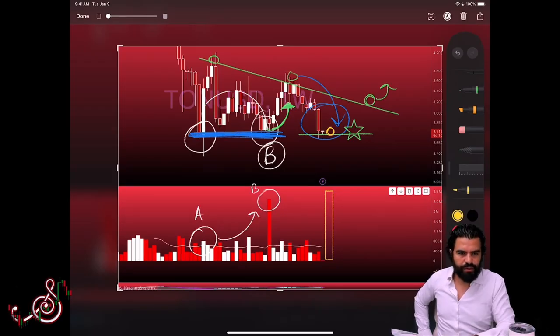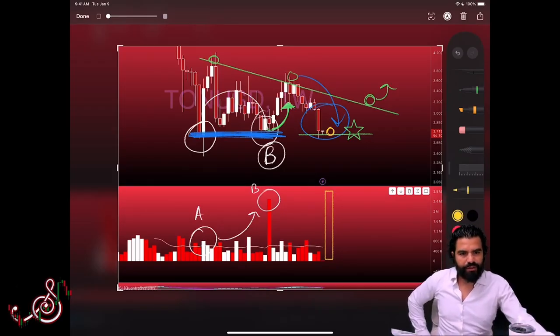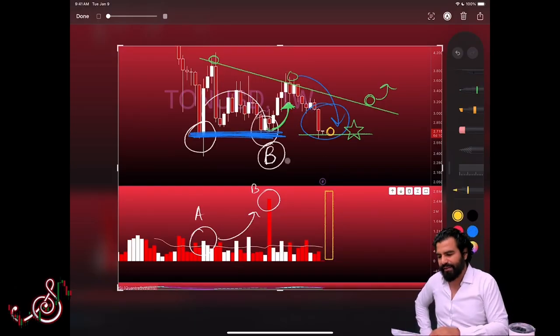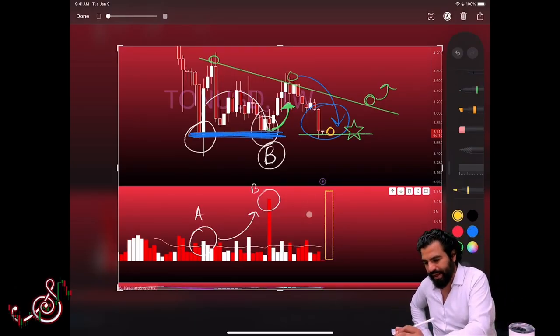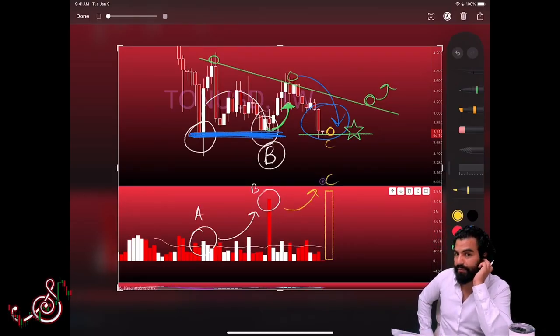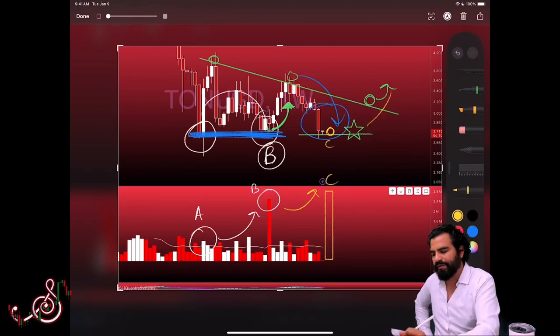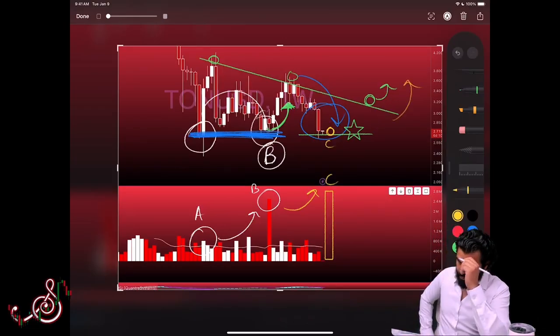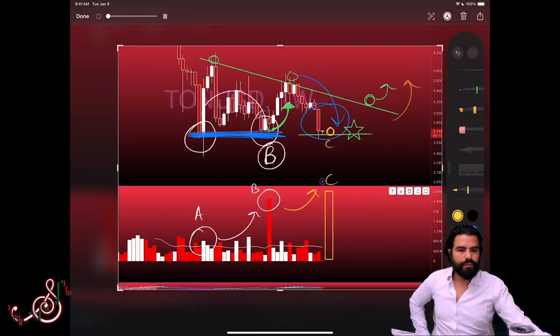Can anybody help her out? Bridget said we need to see no demand. Okay. But if we don't see no demand and we see the volume increase again at area C, what happens to price next? Will price go higher if the volume is higher at this level right now? Who thinks yes? Who thinks no? Okay. Price will retest. That's right.